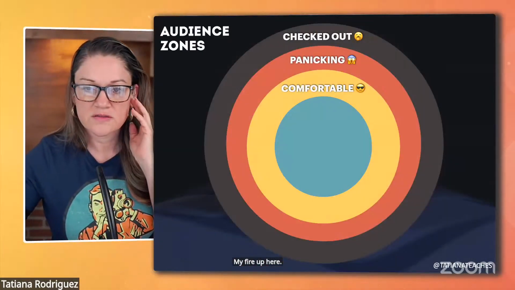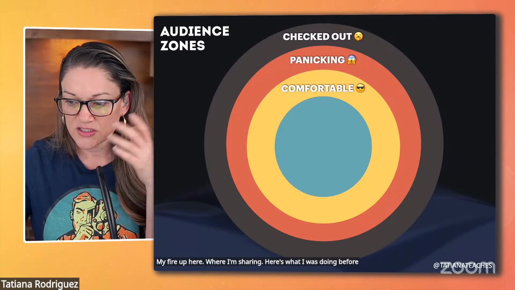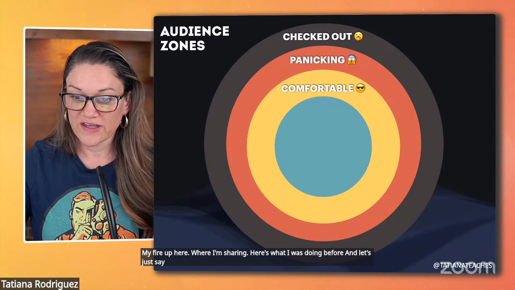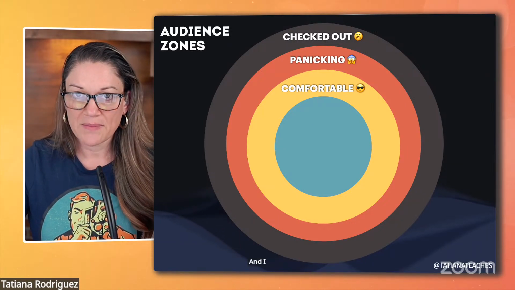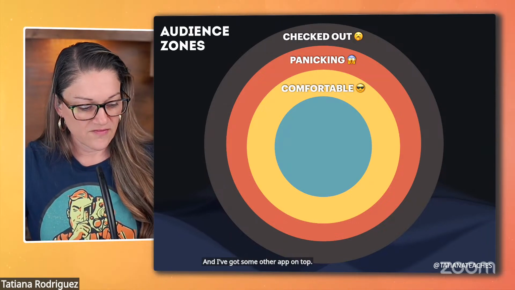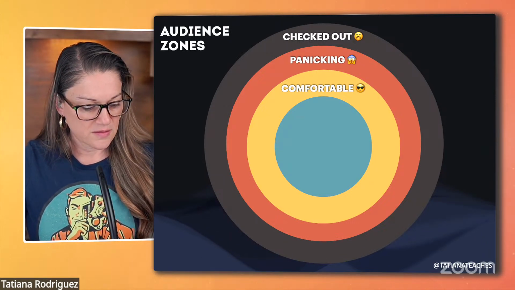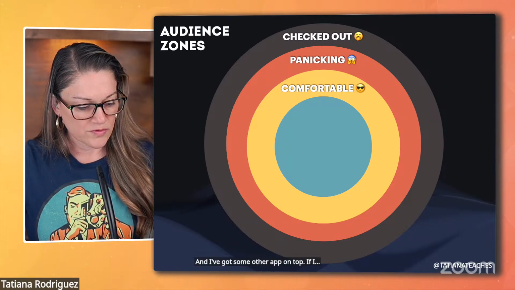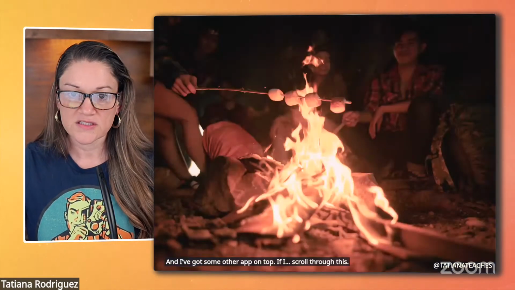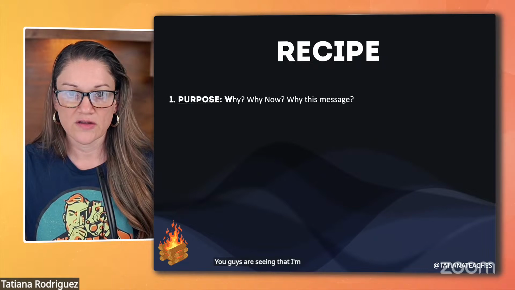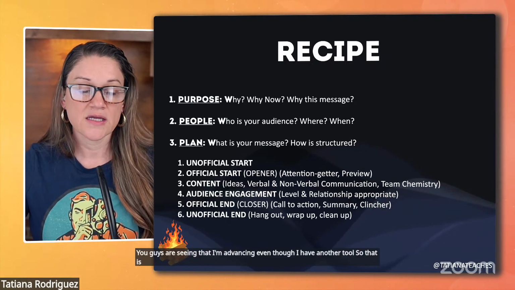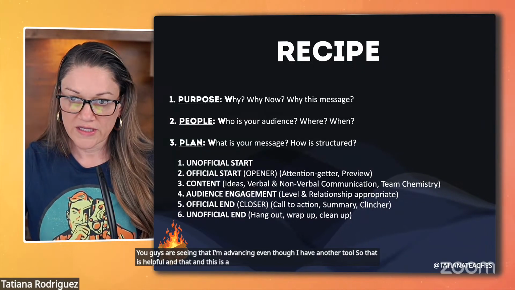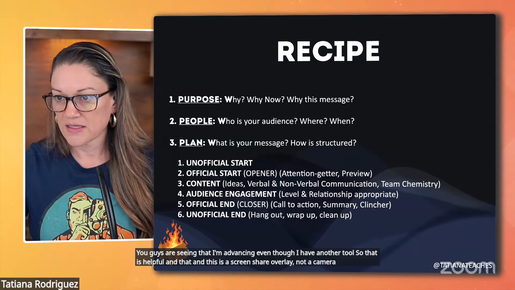And I'll go back to my setup here where I'm sharing. So here's what I was doing before. Let's just say I'm running the show, things get crazy, I'm all over the place, and I've got some other app on top. If I scroll through this, you guys are seeing that I'm advancing even though I have another tool on top. So that is helpful. And this is a screen share overlay, not a camera overlay. And it still works.